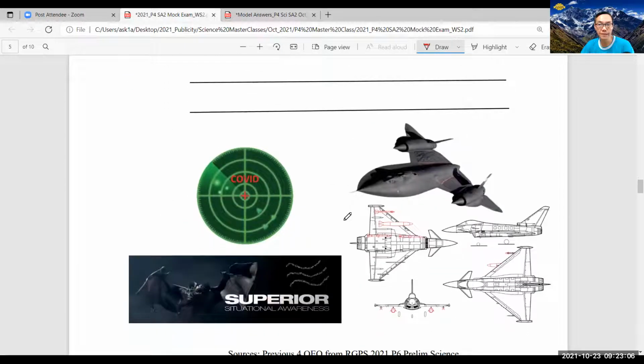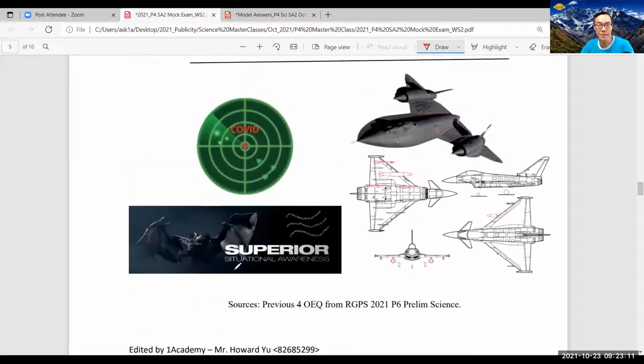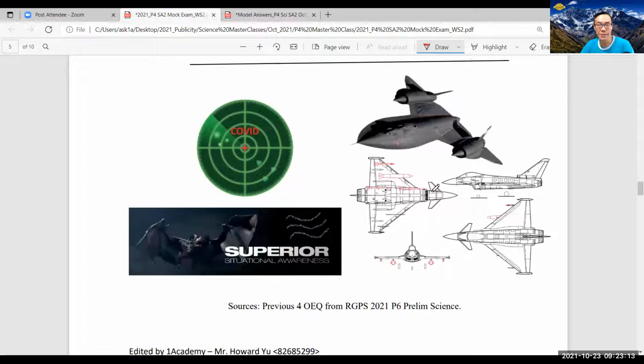So now it's COVID pandemic or endemic. We need to have good situation awareness. And I use this type of images to stimulate students' understanding. And this is indeed a very advanced aeroplane, which I showed them in my YouTube channel, the SR-71, the most advanced spy plane that has ever been built.